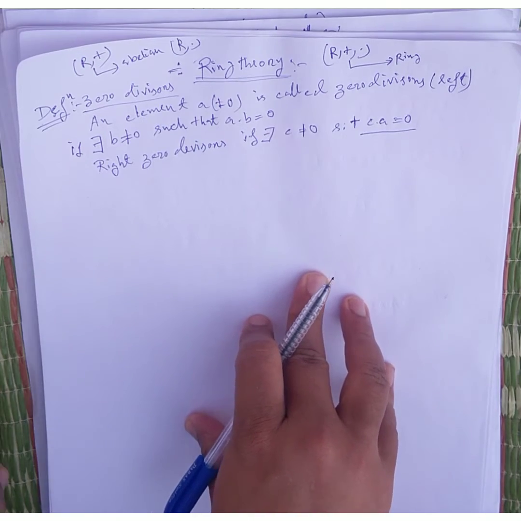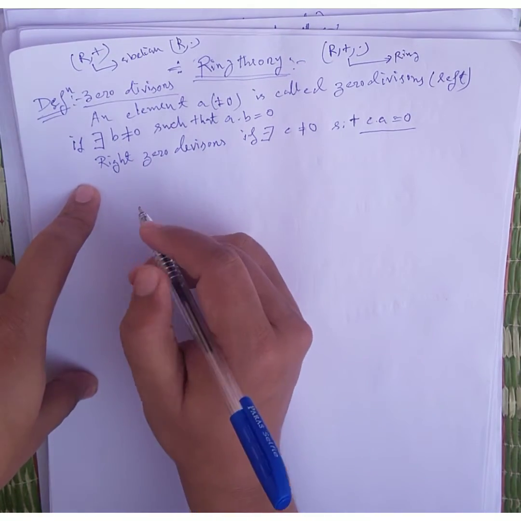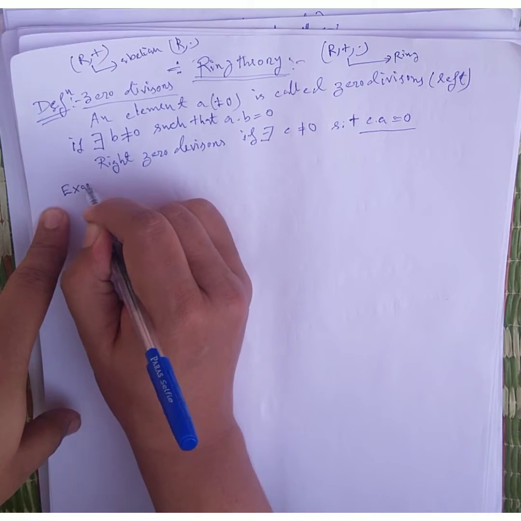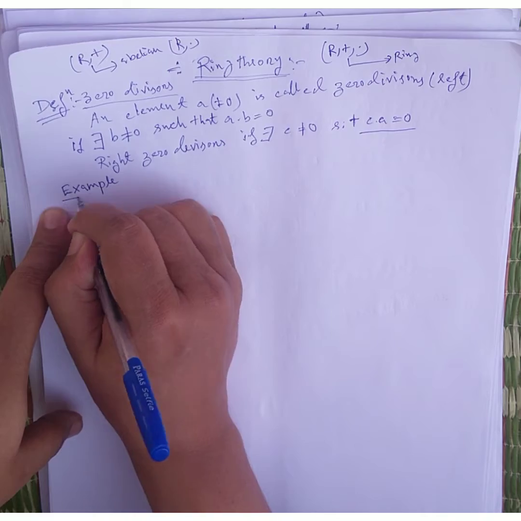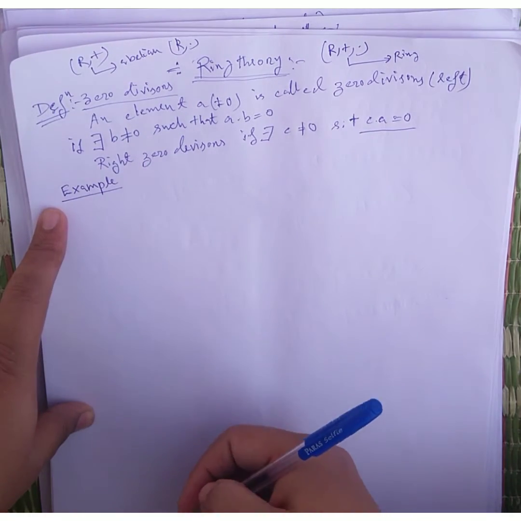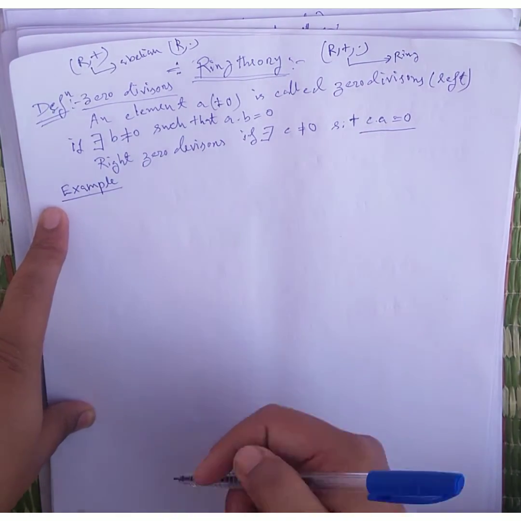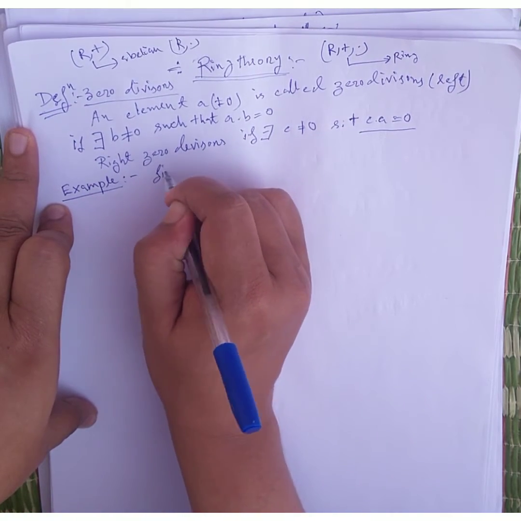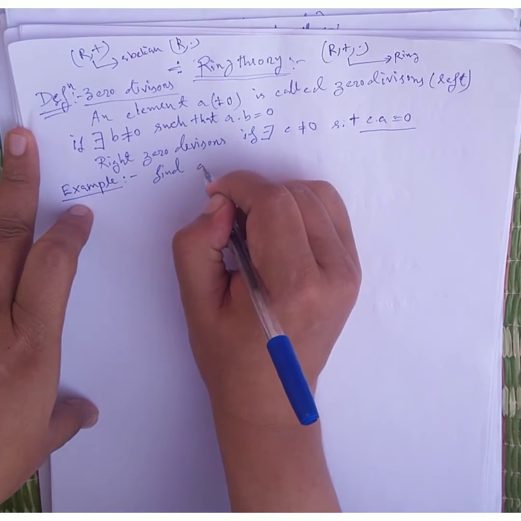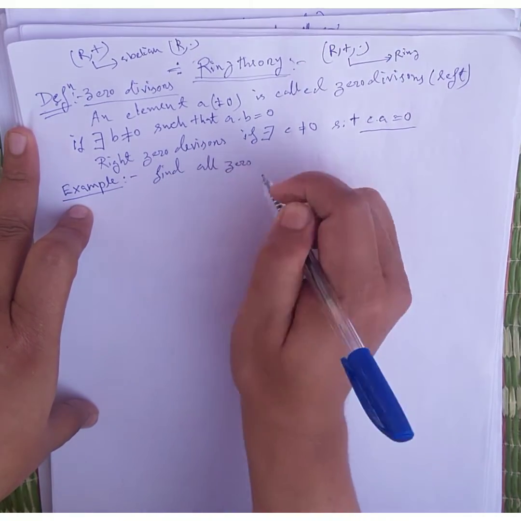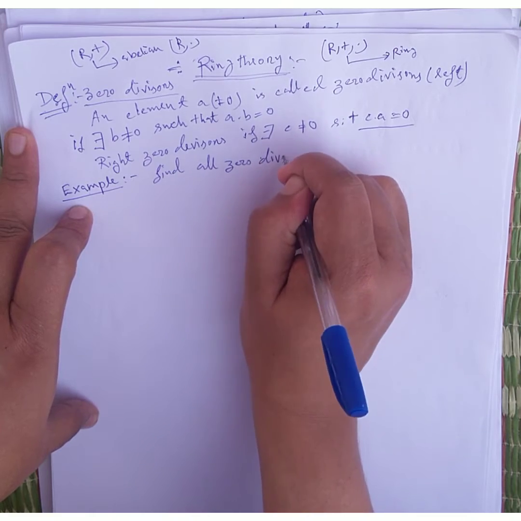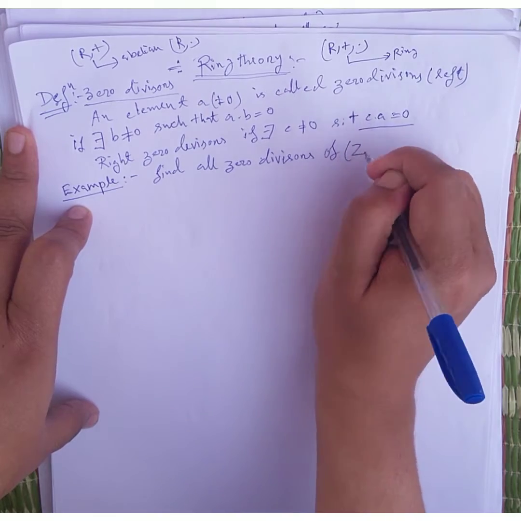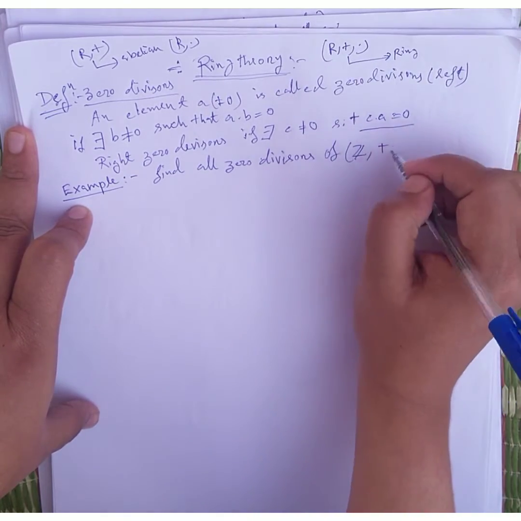And now again I will discuss some examples. I am choosing an example: find all zero divisors of (Z, +, ·).